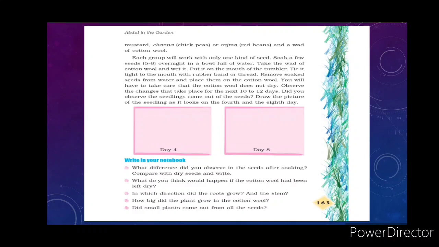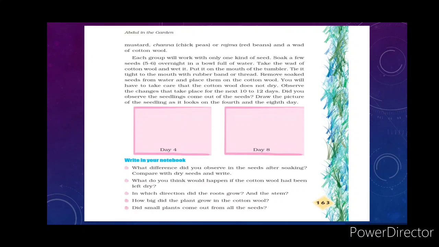Then you have to take care of the cotton wool. Okay, you have to place the seeds on the wet cotton wool, and you have to make sure that the cotton doesn't dry up. It always remains wet. So the seed will start to germinate on this cotton. As the cotton is wet, it will give the water. Now you have to observe. What you have to observe is how the seeds are germinating, changing, and growing over the next 10 to 12 days.